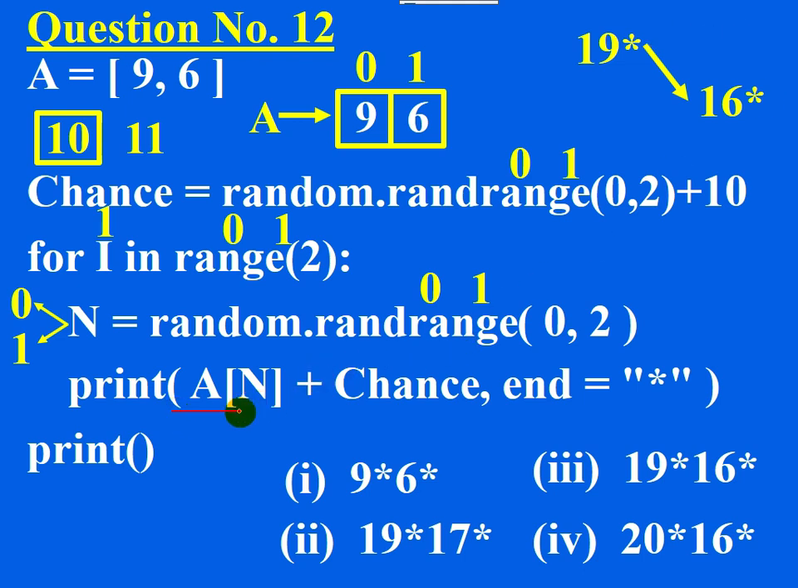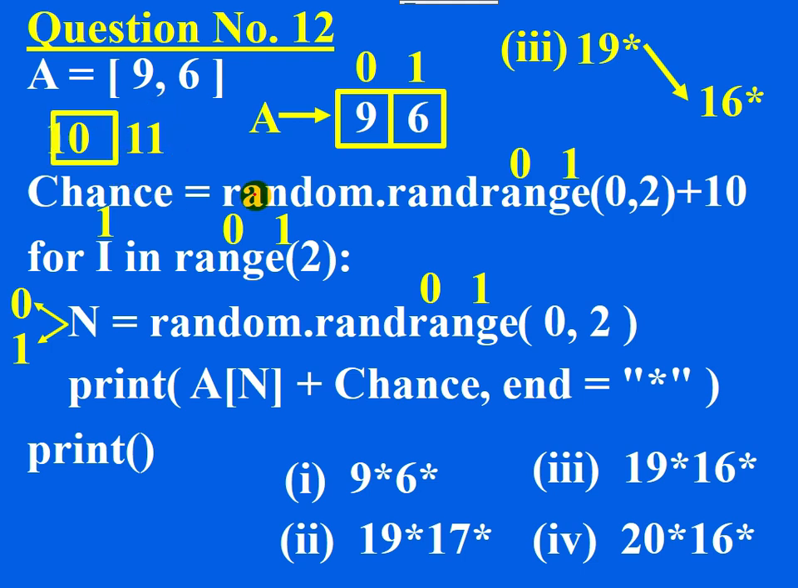Now again after this, i takes the next value in the range. No more values are there, which means if chance is taken as 10, the correct answer is 19 star 16 star, which is option number 3. Now let me take the next possible value of variable chance.